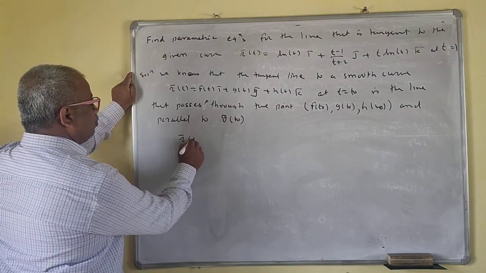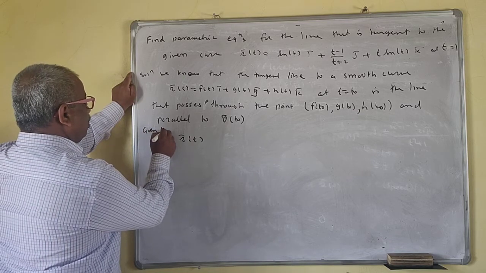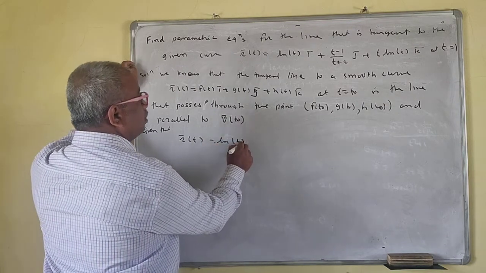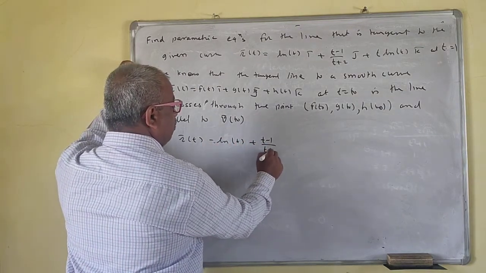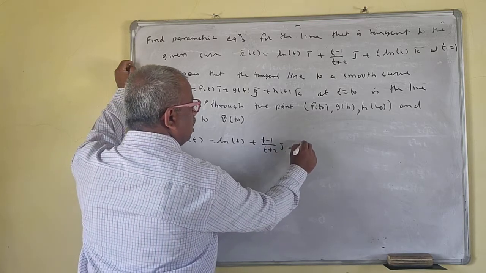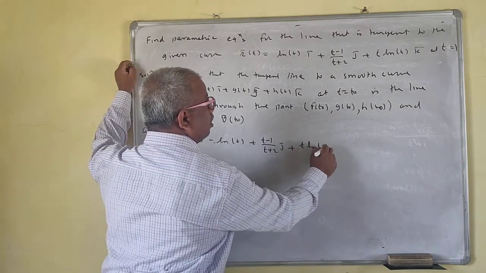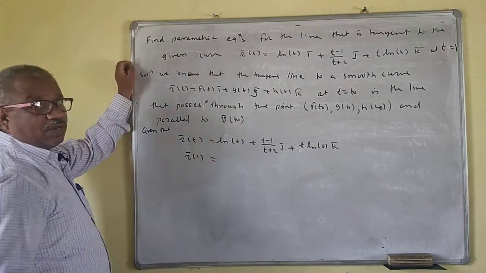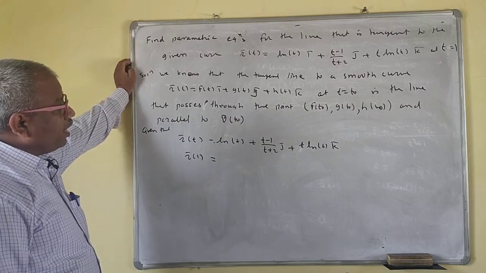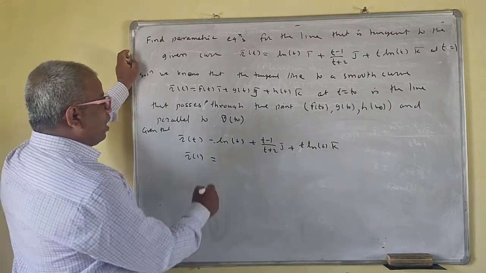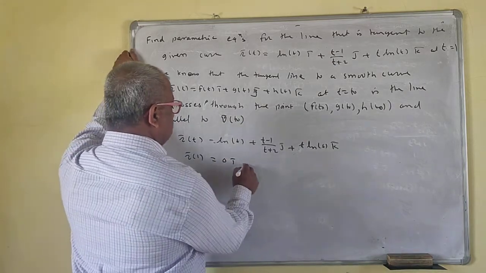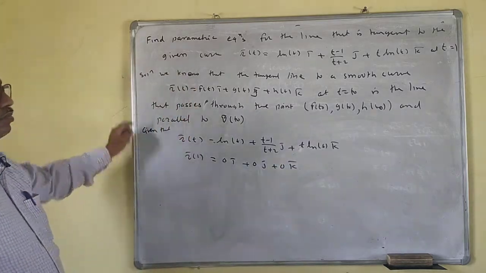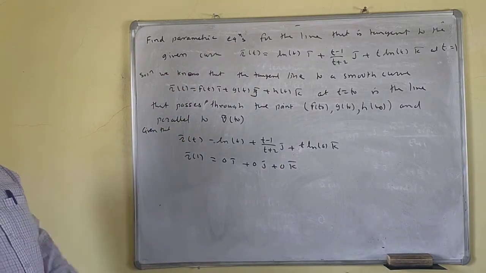This is the formula actually. Okay. Given that r bar of t is equal to ln of t i bar plus (t minus 1) upon (t plus 2) j bar plus t into ln of t k bar. Okay, r bar of 1. We'll find r bar of 1. So what is r bar of 1? So this is 0 i bar plus 0 j bar plus 0 k bar. No problem for this one. That means your tangent line is passing through this.